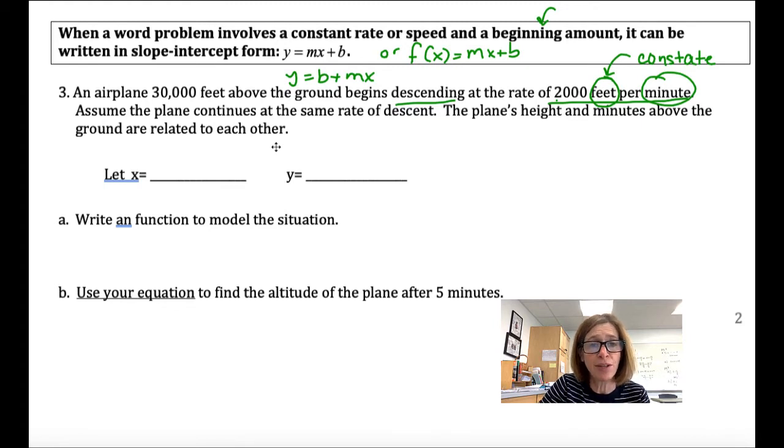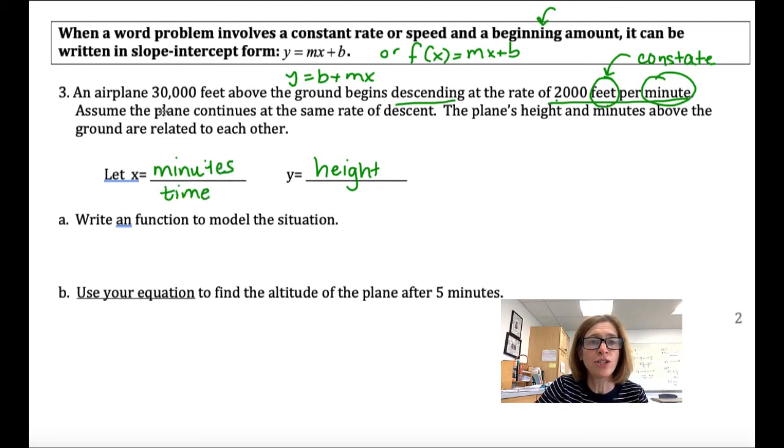Okay, so let's think about this. What depends on what? Does the height depend on the minutes, or does the minutes depend on the height? Okay, so hopefully you said the height depends on the minutes, because height will be our y and minutes will be our x, or time. And time is always the x, actually, guys, so that's a nice idea to remember.